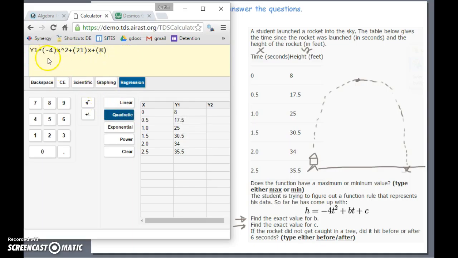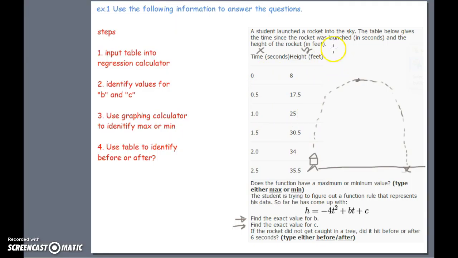equation. Y equals, and we can change out y for h, -4, so we know so far we're good because our two equations both have the -4. X squared plus 21x plus 8. So this is our equation for the quadratic that was given to us in the table. So I'm going to go ahead and convert that over here. So we've got y equals -4x squared plus 21x plus 8.